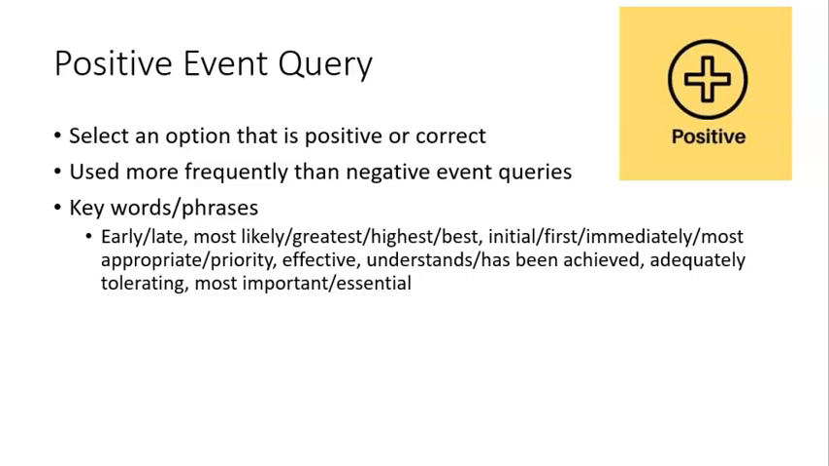Like which of the following is an orange, and you have pictures of a banana, an apple, an orange, and you select an orange. That's a positive event query. The textbook also gives you examples of strategic words or phrases that are used with positive event queries. Read over those. They make sense for positive sort of questions and answers.